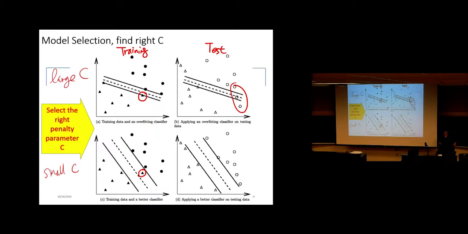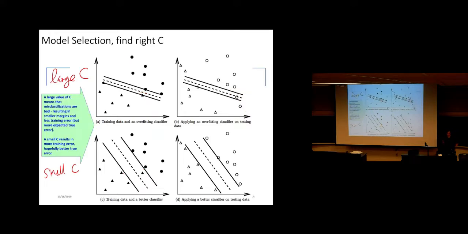All right, so that's about the ideas behind margin and a lot of the soft SVM. So here is more like a summary. A large C value just means classification is penalized heavily, but may lead to more expected true error. And a small C results in more training error, but hopefully a better true error.